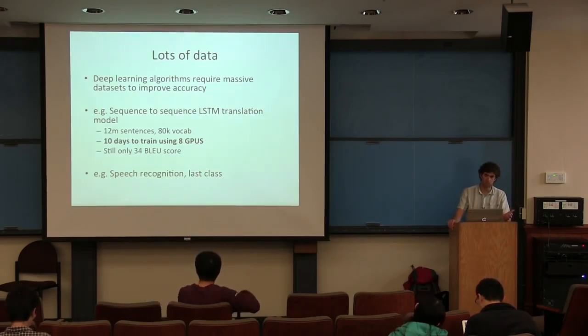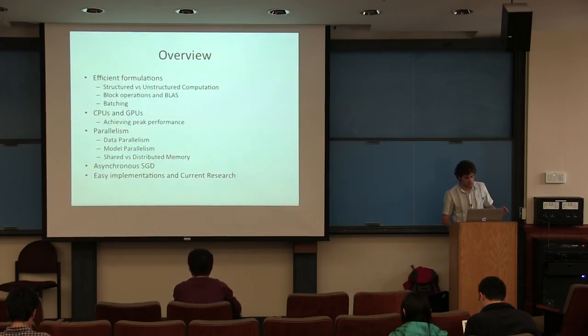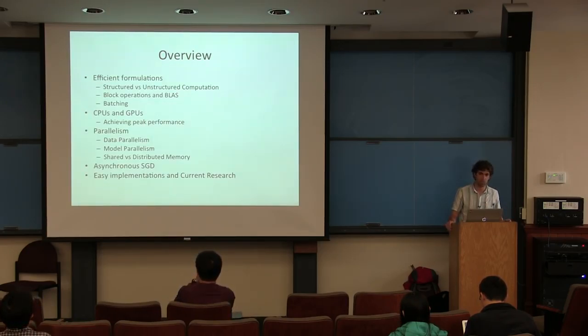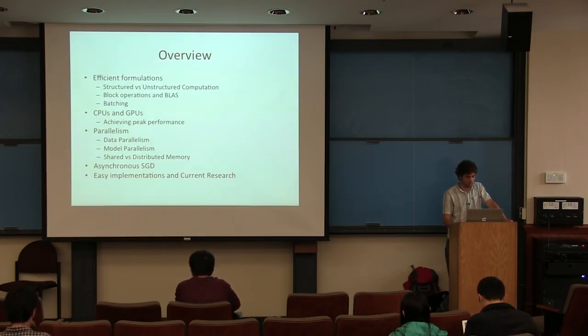And another example is just the speech recognition stuff that was discussed in the last class. So I'm going to talk about a few things. First, how to write efficient formulations of all the expressions that you're working with, general insight into how to evaluate neural nets best, and how to design networks that are efficient. Then I'll talk about CPUs and GPUs, what the benefits are of running on GPUs, what the trade-offs are, and where you might want to actually use them.